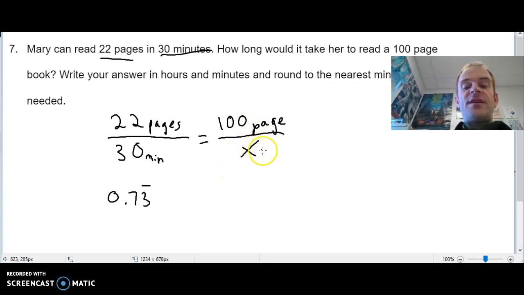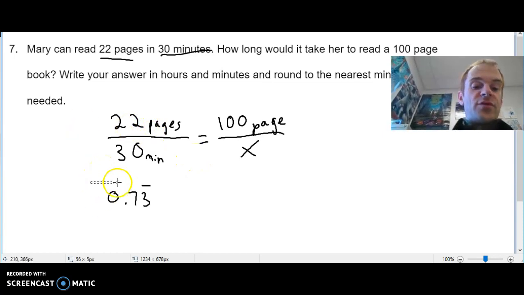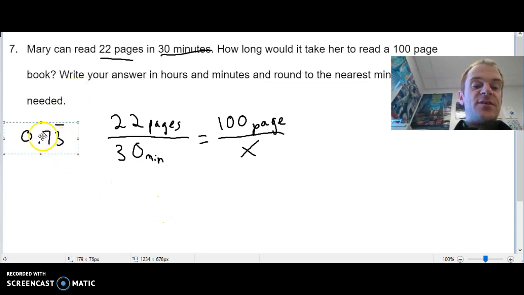Okay, so I'm trying to find a number that when I plug it in for x, and I take 100 divided by that number, it gives me the same thing I got on the left side. Let me just move this. This is the number when I do my check at the end. This is what I should see that it's equal to.